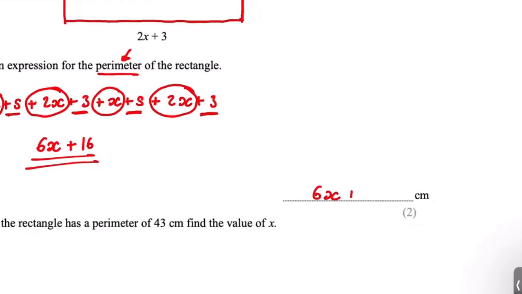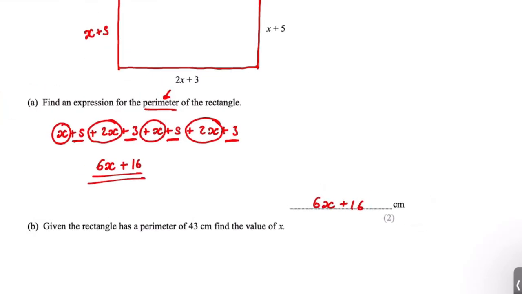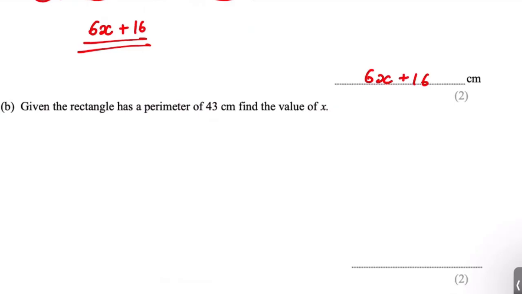So 6x plus 16. And then it says, given the rectangle has a perimeter of 43 centimeters, find the value of x. We've just worked out the expression for the perimeter, which algebraically is 6x plus 16, but now we're given a numerical figure. And we know that the perimeter as an expression should be the same as the numerical number.